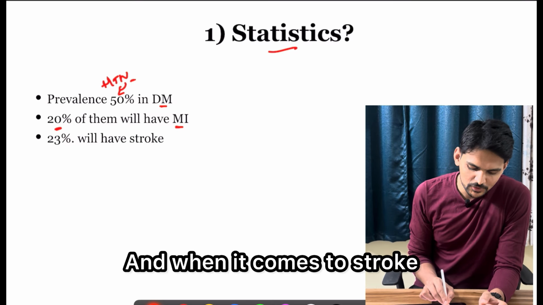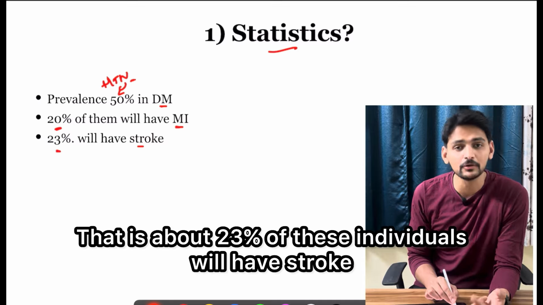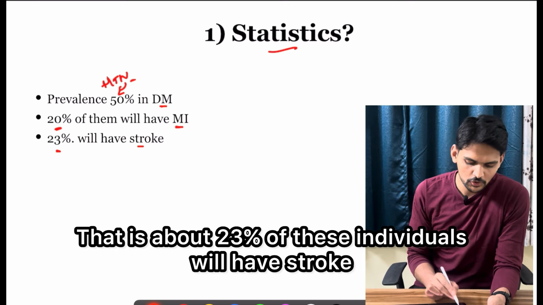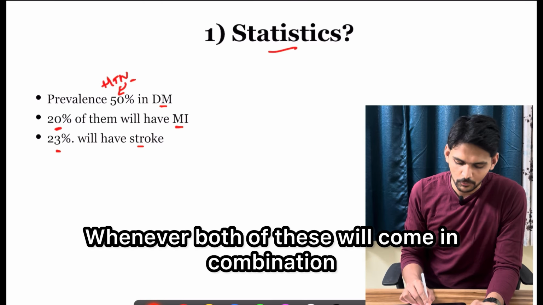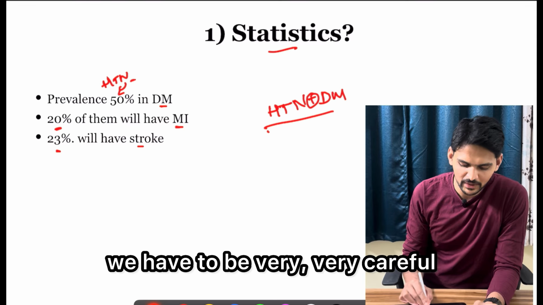And when it comes to stroke, the number is even more. About 23% of these individuals will have stroke. Whenever both of these come in combination, we have to be very, very careful.